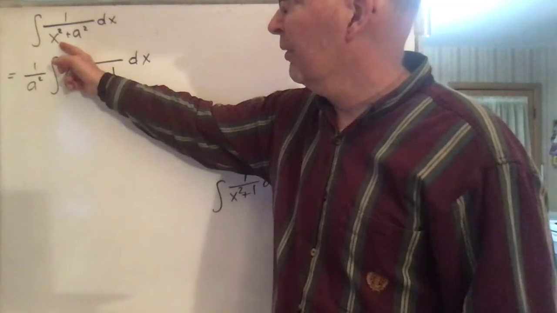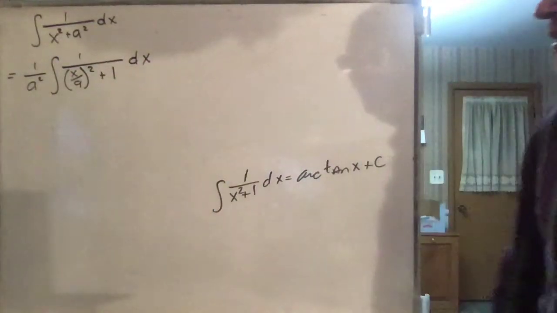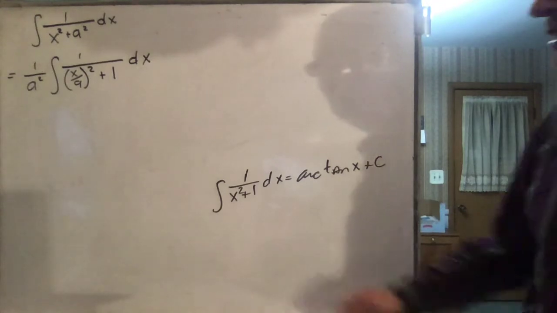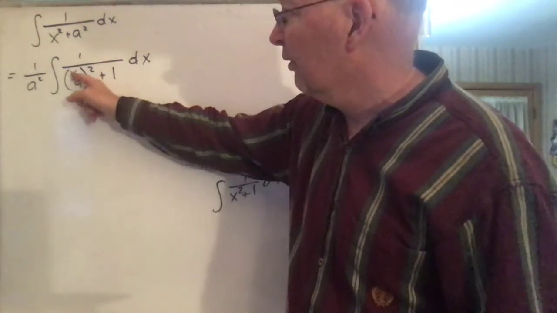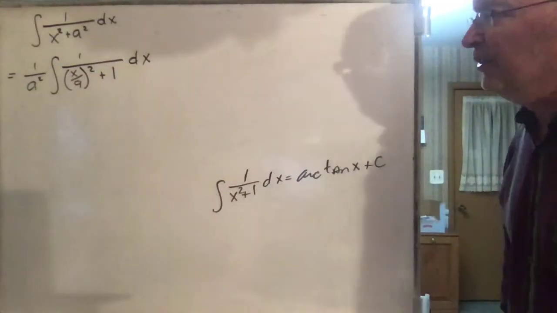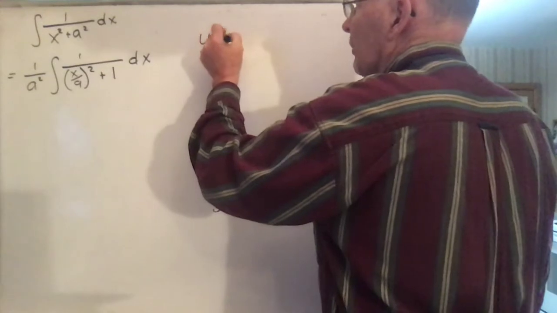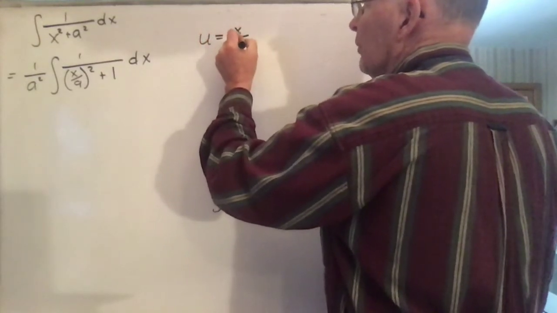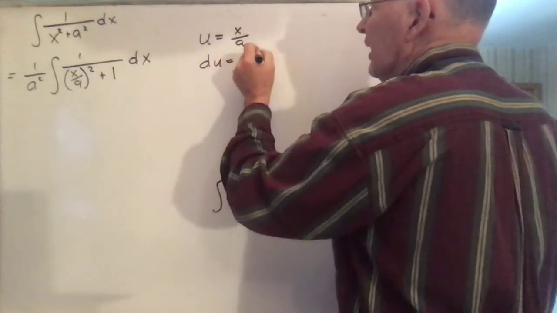I'm just going to end up with an x squared there, and then I'm going to get a squared times 1 is a squared. So that's true. And so I did 2 steps in one. I divided this x squared by a squared, and then I wrote it as x over a. And the reason I'm doing that is because now I'm going to make a substitution. Okay, I'm going to let u be equal to x over a. So du is equal to 1 over a dx.